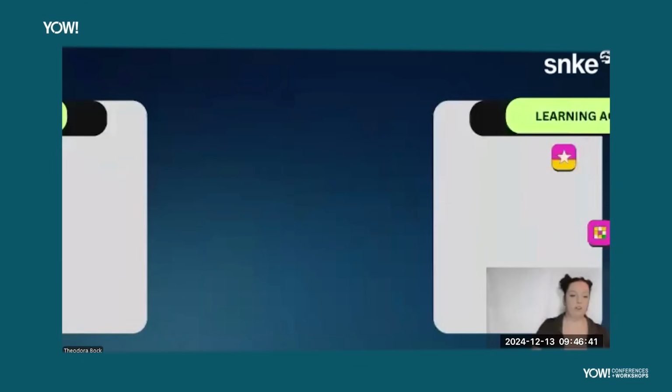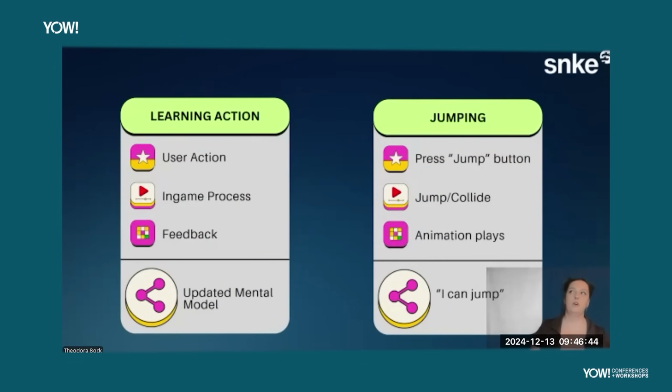To give you a concrete example, it would look something like this for something like Super Mario, which I hope everyone knows. I feel like it's been old enough that everyone knows what Super Mario is. So this is an example of what the first action would be. One of the most important things you need to learn is jumping. So the user action here is pressing the jump button. Then there's an in-game process underneath the hood, which is jumping and colliding if applicable. And then the feedback is the animation played for the player to observe. And the updated mental model, the important part, is I can jump.